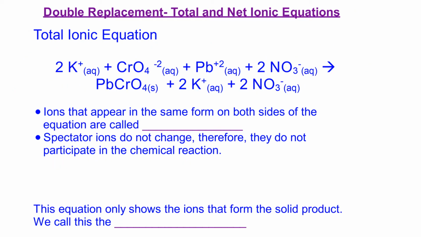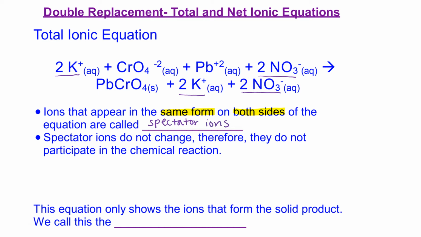So all I've done here is recopy the equation from the first page onto the second page, our total ionic equation. And what do we notice about the total ionic equation? Well, hopefully something you saw is that we see the same ions appearing on both sides. So here we see our potassium ions as the reactants and our potassium ions as the products. We see our nitrate ions as a reactant, our nitrate ions as a product. And so ions that are going to appear in the same form on both sides of the equation are what we call spectator ions.